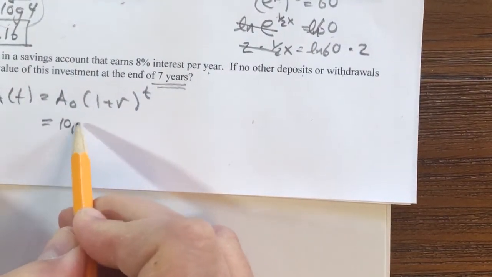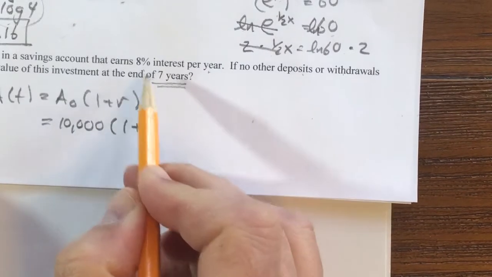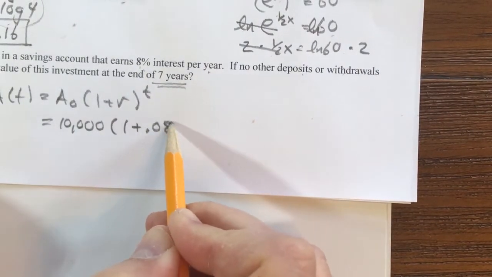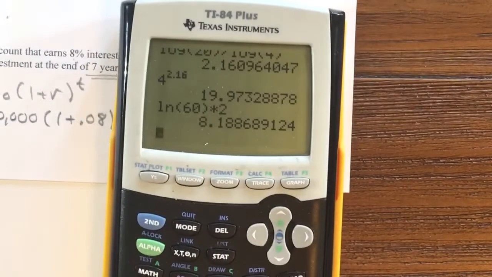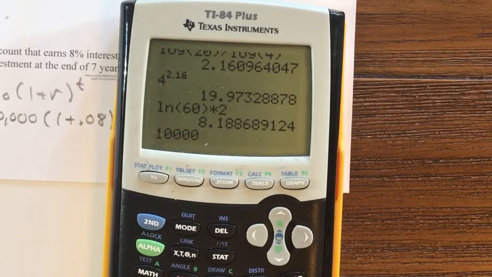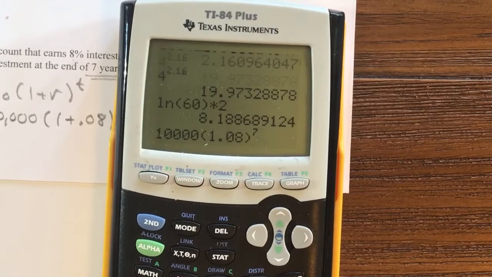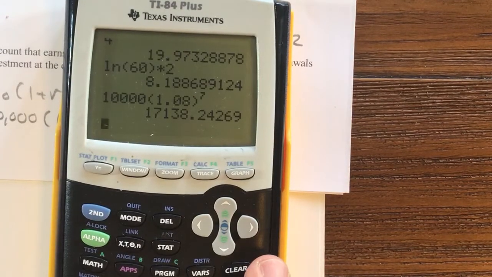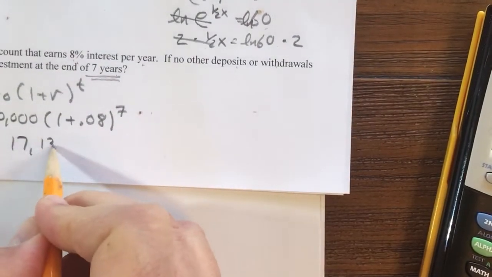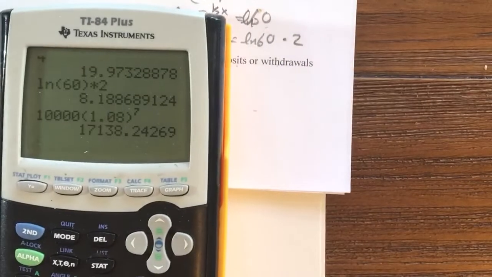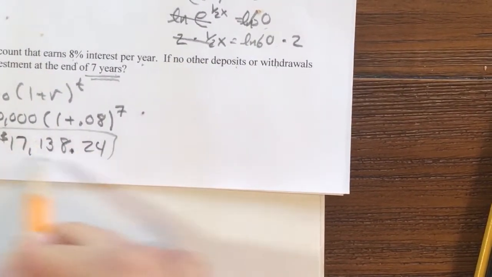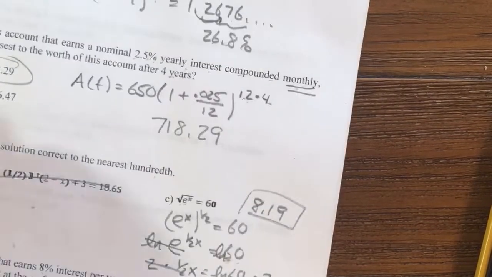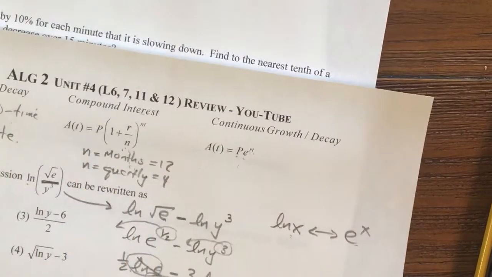So this is pretty basic. $10,000. The rate, I'm going to change that to 0.08. That's 8%. And after 7 years, how much money do I have? That's it. Put it in your calculator. 1.08 raised to the 7th power. $17,138.24, and don't cheat me, 24 cents. All right. I'm going to keep using these formulas on the next page.